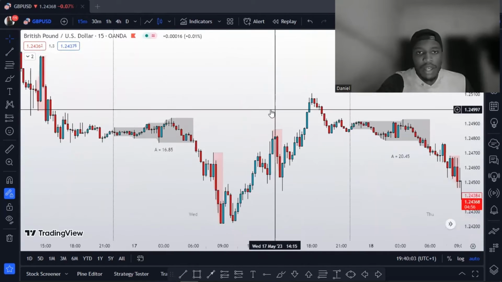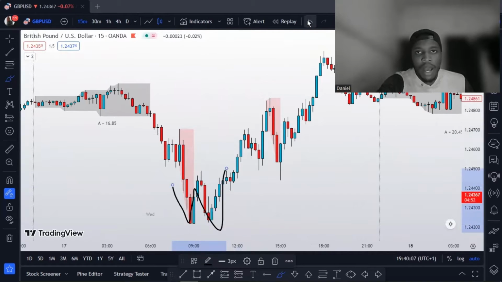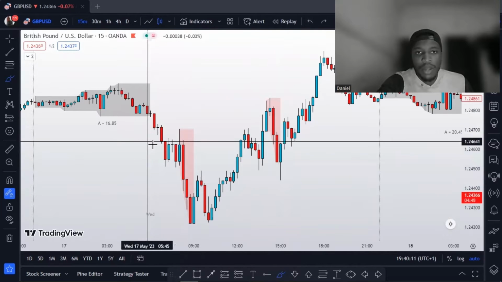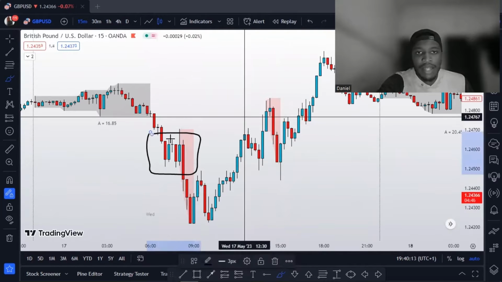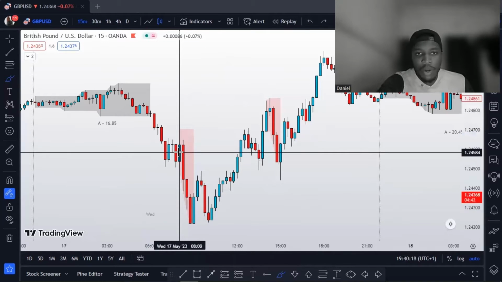It's significant. So we see this W formation here. You might see this W formation and say, well, what happened to this one? The problem with this W formation here is that the timing is wrong. The timing is not right. So London session hasn't opened yet.